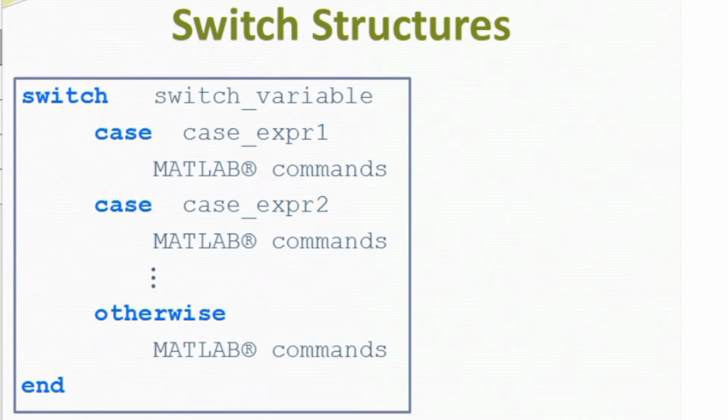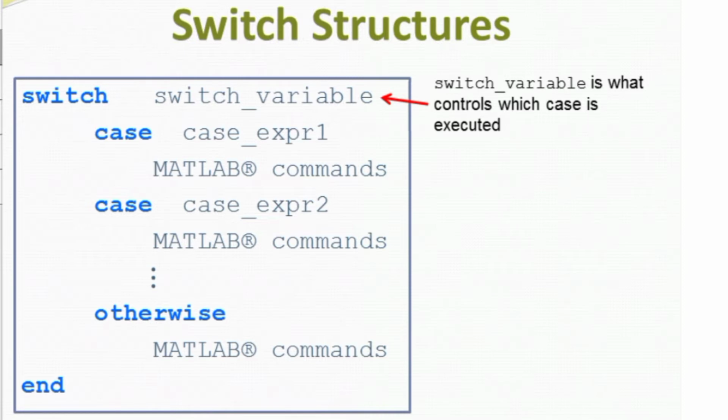However, the way the switch structure differs is that instead of asking a yes or no question and then making decisions based on the answer, we instead look at the value of a variable or a statement and then choose from different sets of possible answers. Here we see the basic syntax for the switch structure. We have a new keyword called switch, and also new keywords called case and otherwise. Let's look at how this works.